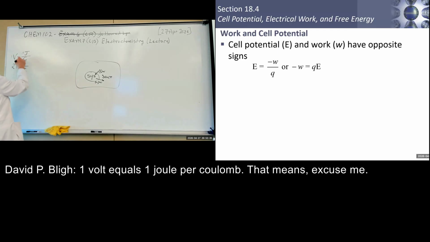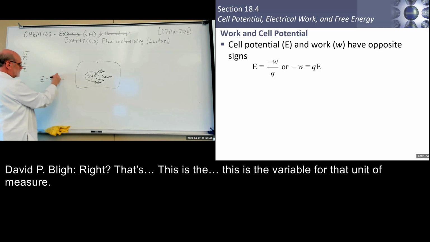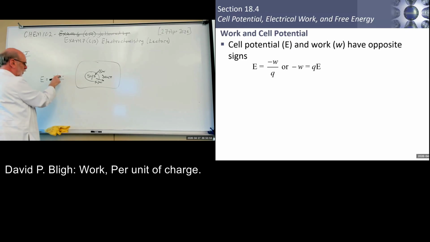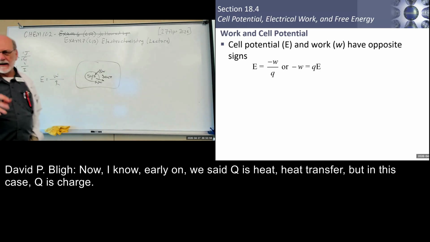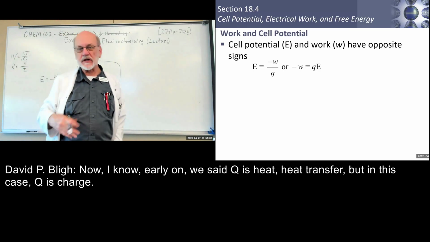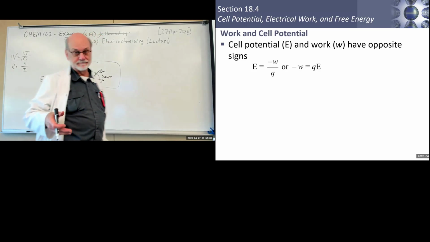And if voltage, 1 volt equals 1 joule per coulomb, that means electrical potential is equal to work. This is the variable for that unit of measure: work per unit of charge. That's Q. Q is unit of charge. Now, I know early on we said Q is heat transfer, but in this case, Q is charge.